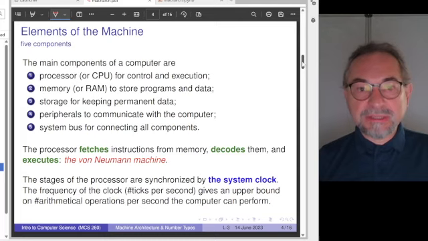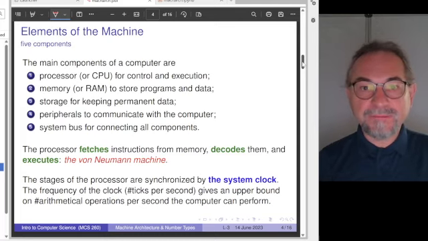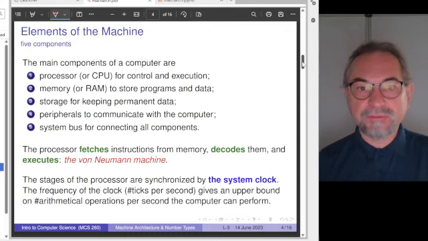So we distinguish 5 parts in a computer. The first 3, if you want, are the internals: processor, memory, storage, and then the peripherals, the externals, and the system bus.